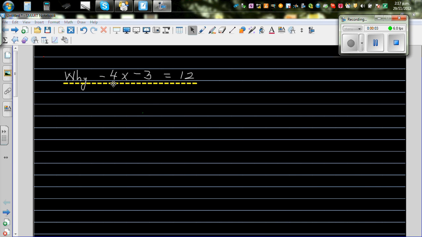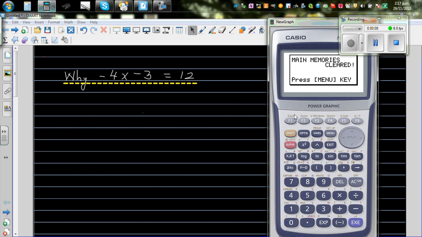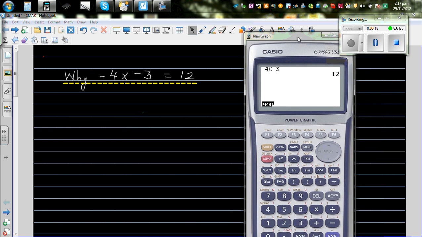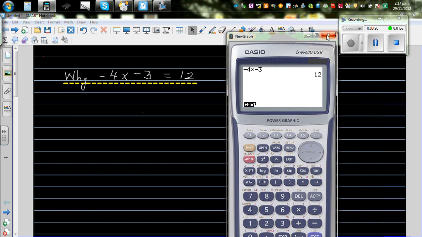Why is negative 4 times negative 3 equal to 12? Let me show this on a calculator. If you have a graphic or simple calculator and you type in negative 4 times negative 3, it equals 12. I want to explain the maths behind this.